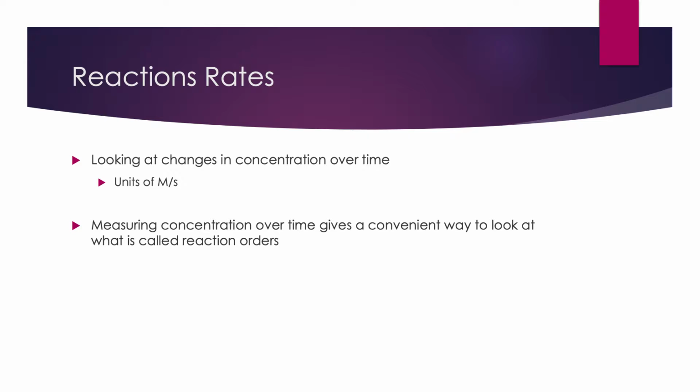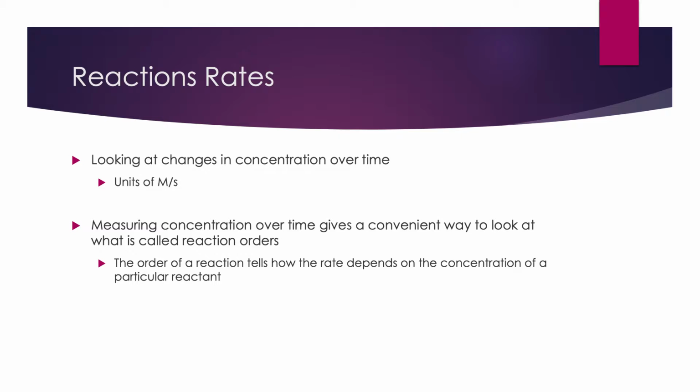The next part, which is what we're going to be looking at today, is that if we measure how concentrations change over time, we're able to get information about how certain reactants can affect reaction rates, by finding something called reaction orders for reactants. This is really useful for helping us understand how we can make our reactions go faster if we want them to, while also hopefully finding ways to maximize the yields at the same time.